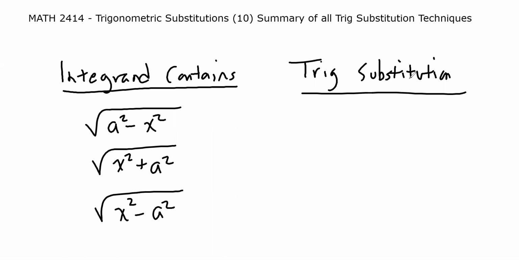Before I summarize everything that we've seen so far, I do want to comment that we've only seen 3 trig substitutions, basically sine, tangent, and secant. If you're wondering what about cosine, cotangent, and cosecant, honestly, anytime you can use sine, you can use cosine. Anytime you can use tangent, you can use cotangent. And anytime you can use secant, you can use cosecant.